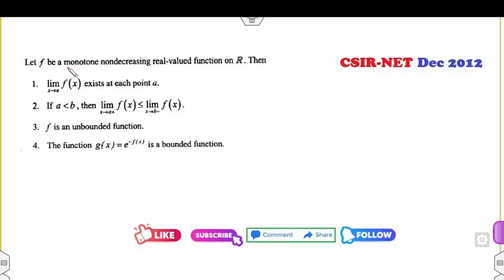F is a monotonic, non-decreasing function on R. F is my R to R. Then which of the following statements are correct? Remember that you take any function, say any function is my 1. The easiest function is my 1, or you can take another easiest function, x.